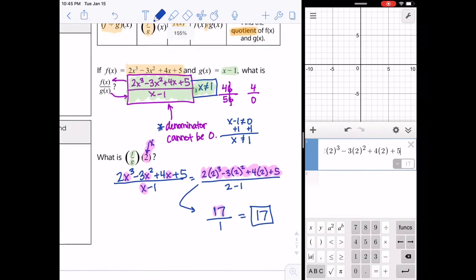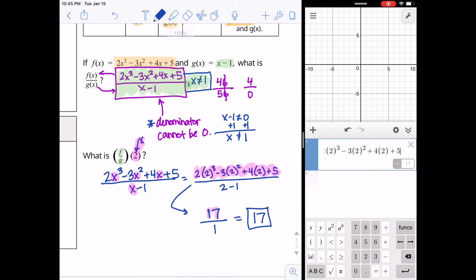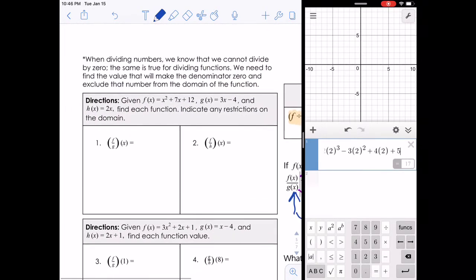So same as yesterday and the day before, whenever we have the x in our problem, we're going to end up with x in our answer. And whenever we have a number in our problem, we're going to end up with a number in our answer. So same thing. Cool. We have a couple more examples here.